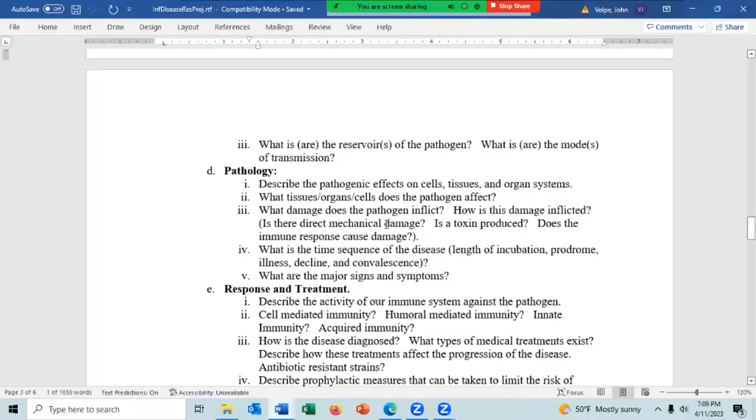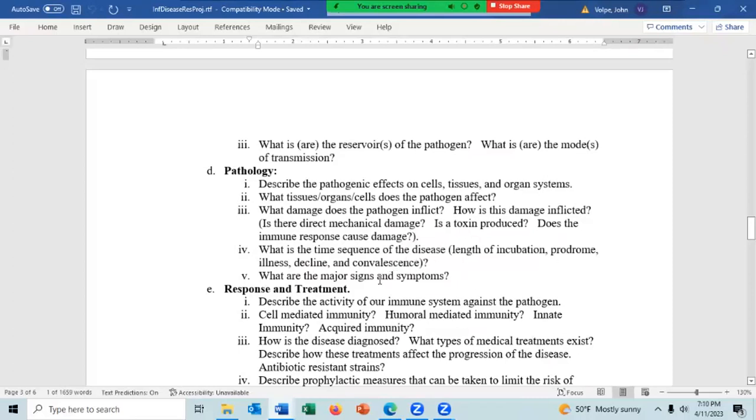Damages the nerves of the spinal cord. Is a toxin produced by the organism? Does the immune response cause damage? What is the time sequence of disease? Meaning, what's the length of incubation? What's the prodrome period, the illness period, the period of decline? We'll talk about all these when we're talking about disease.